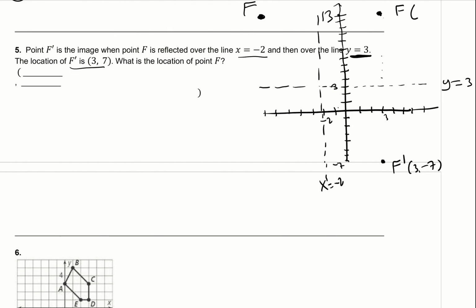And that right there is where F was originally. I'm just going to call this F double prime because I don't have any other designation. So this is my original F. And now let's see if it works. Going across -2 takes us here, and then across 3 takes us there. And so the original coordinate of F, according to this, is -7, 13. So those are my final coordinates.